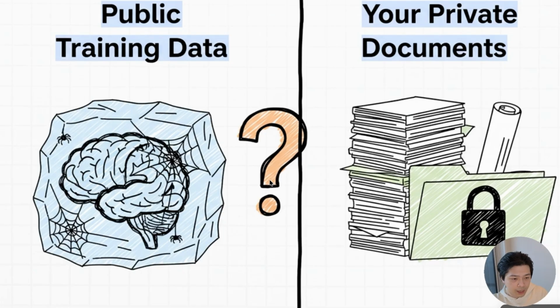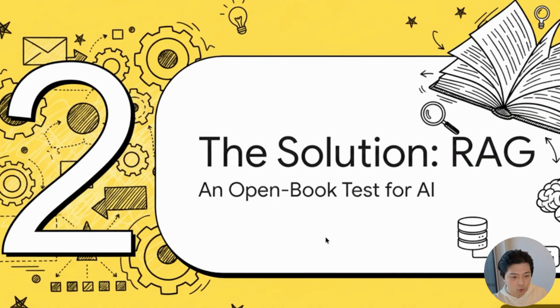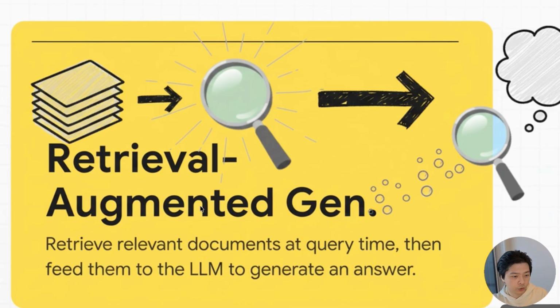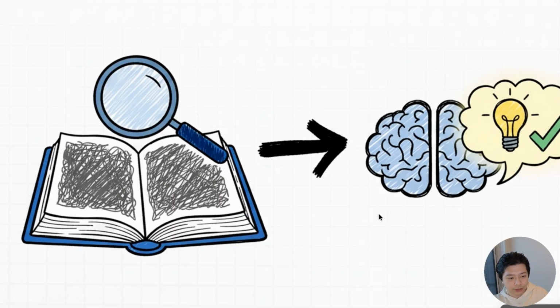Large language models are trained on static data. They cannot access your documents. When they don't know the answer, they make things up. That is hallucination. That is the core problem RAG solves. RAG, Retrieval-Augmented Generation. Instead of relying on what the model memorized, we retrieve the relevant documents at query time and then feed them to the large language model. Retrieve first, then generate. The large language model answers from your data, not its imagination.